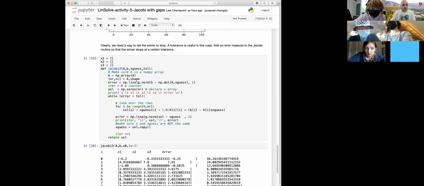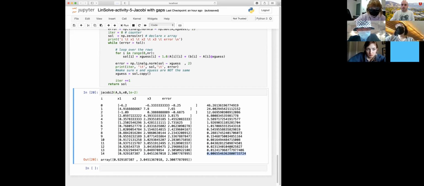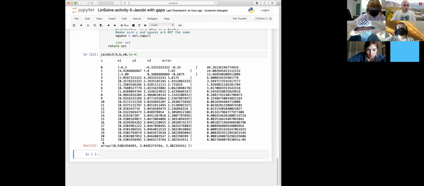Look at that. It ran 14 iterations, and it stopped at an error at the tolerance of 10 to the minus 2. You want more? Go to 10 to the minus 4. It went up to 21 iterations. If you change your initial guess, all of that is going to change. So play around with this.